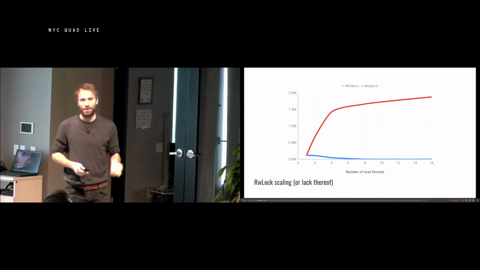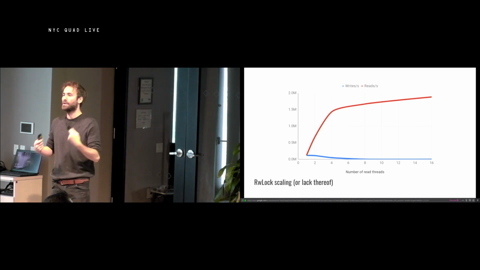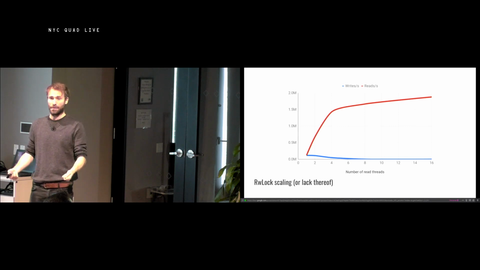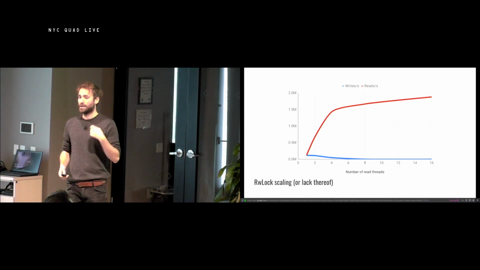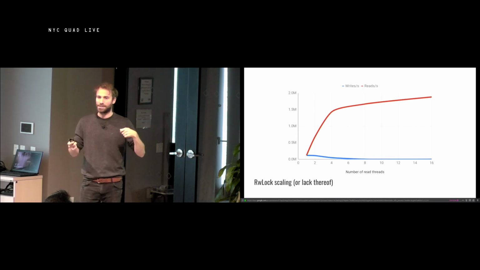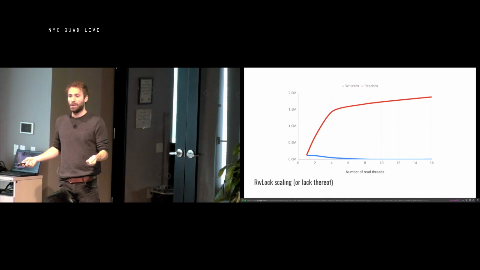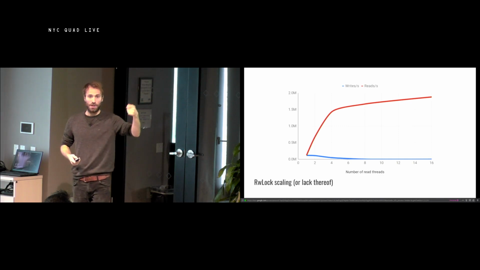So this is a reader-writer lock on top of a hash map. And what we're doing along the x-axis is increasing the number of threads that are doing reads of the map. And I'm showing on the y-axis the number of reads per second and the number of writes per second. And you can see that initially it's fine, right? We get more threads and we get more read throughput. That's great. But over time, we're getting dominated by taking this lock in the read.